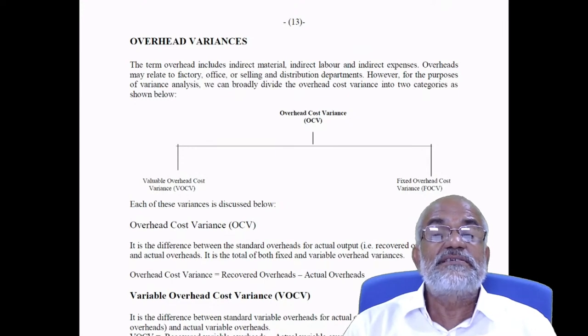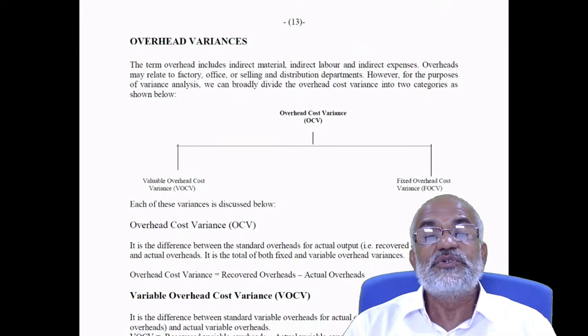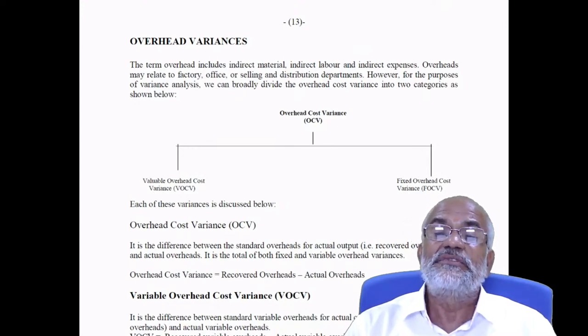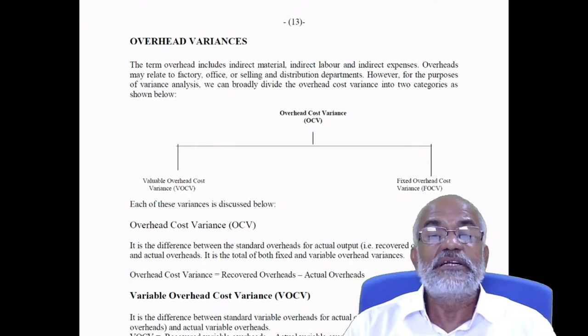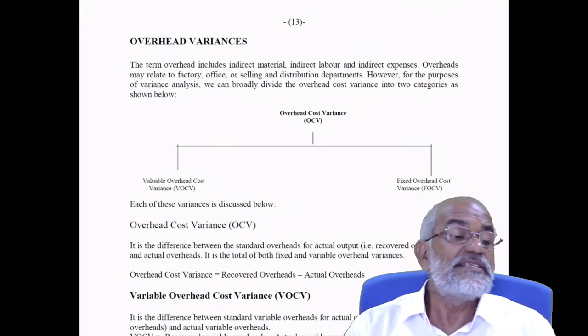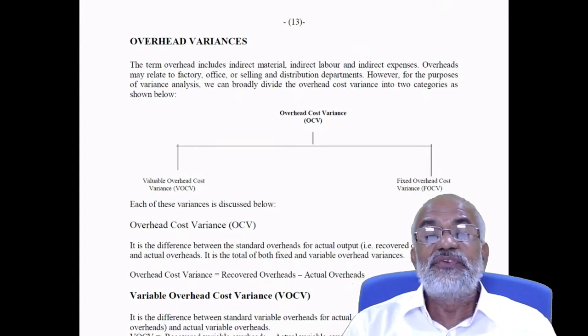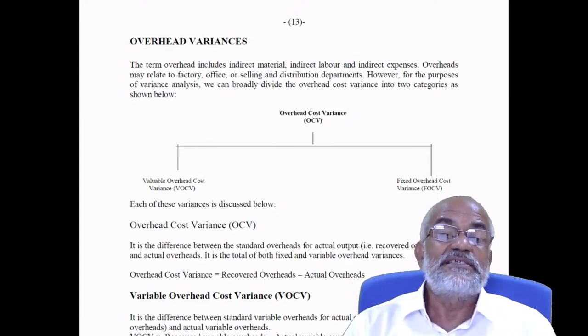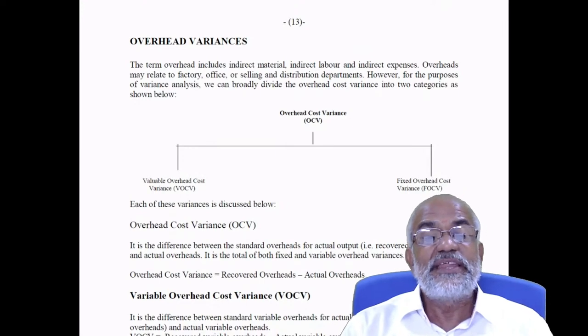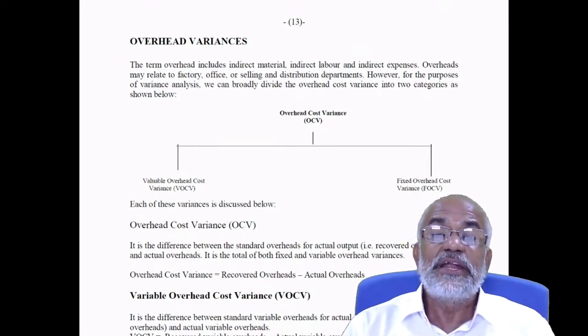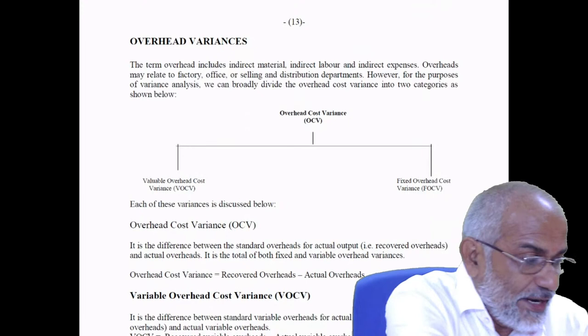Overhead cost variance, or OCV, is the difference between the standard overheads for actual output, that is recovered overheads, and the actual overheads. The difference between the two would be regarded as the overhead cost variance. It is the total of both fixed and variable overhead variances. Overhead cost variance is equal to recovered overheads minus actual overheads.